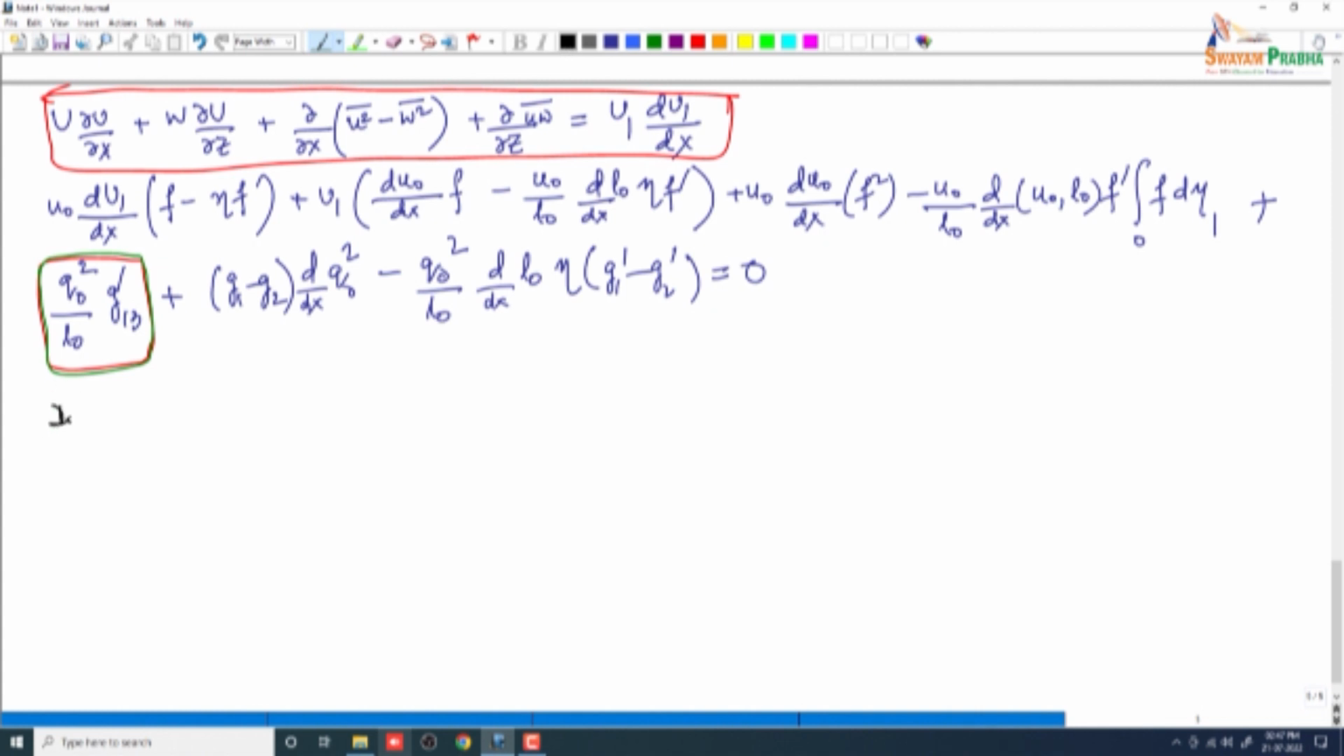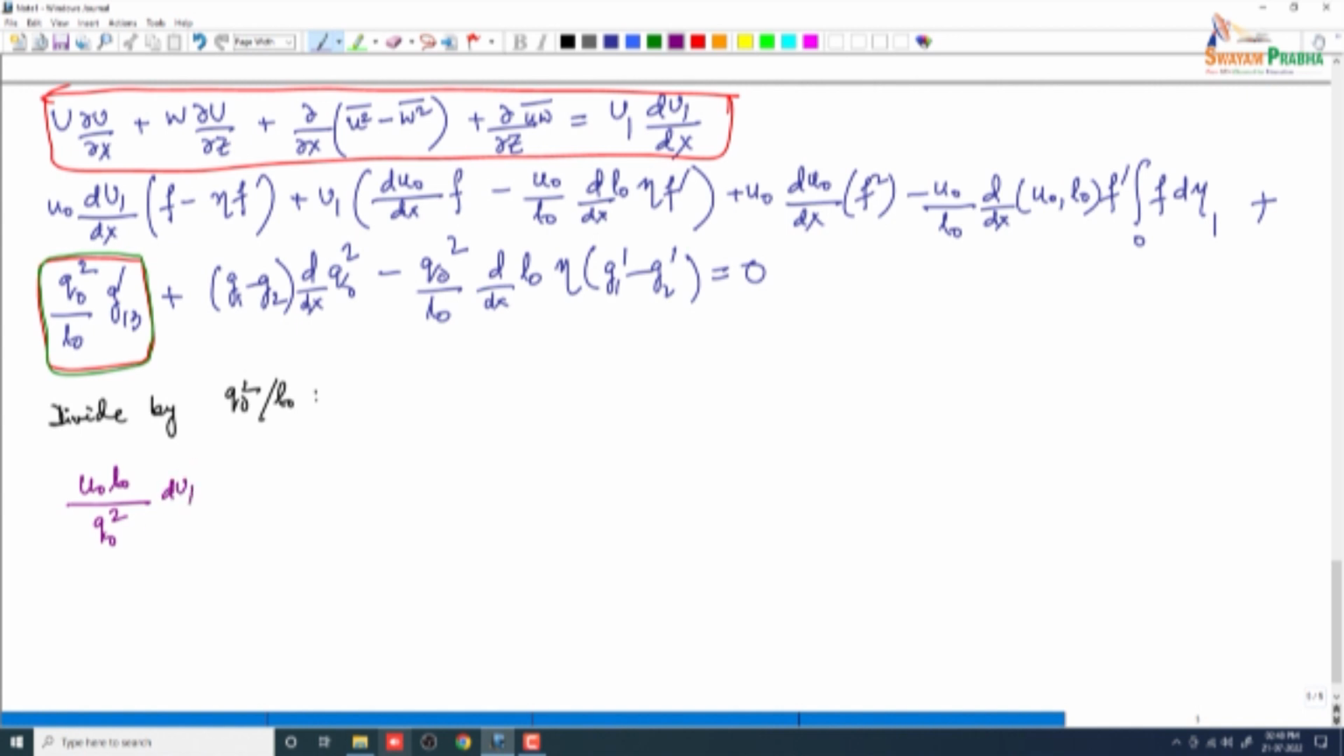But that term is definitely not 0, right? So what we can do is divide the entire equation by the coefficient of that, q naught square by L naught. We divide the entire equation by that. So, please go ahead and do that and see how each term turns out to be. I'm just writing out a couple, okay?